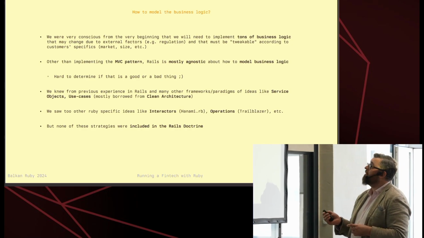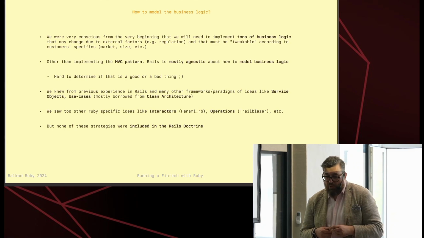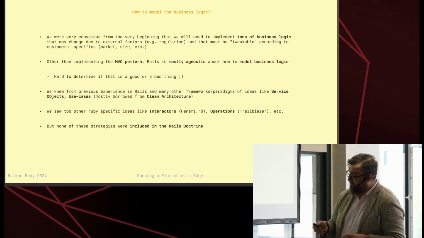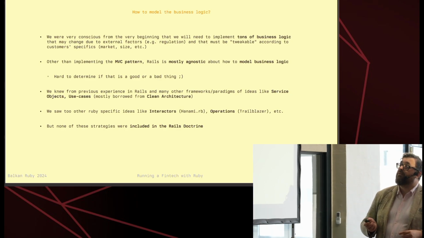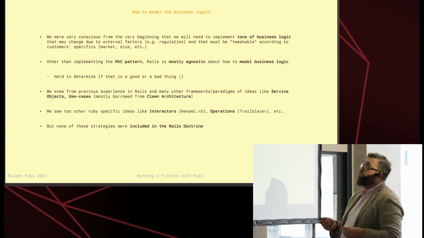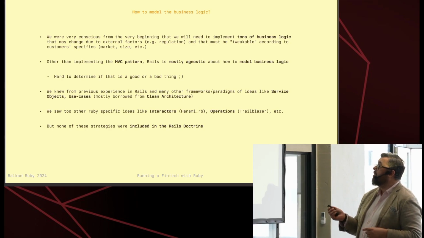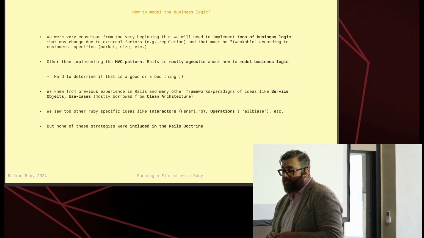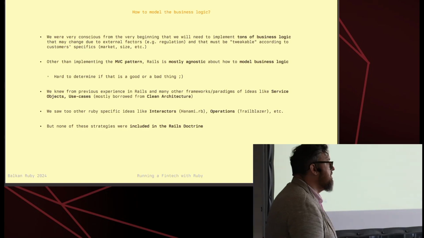And at that point, we are a diverse group. There are many people coming from Node and Go and many other technologies in the team. And they brought with them different ideas that we have seen in clean architecture, for example, like service objects and use cases. We were aware too of things like interactors, and in Hanami operations, in Trailblazer. But again, none of these strategies was the Rails way. It was not in the doctrine.